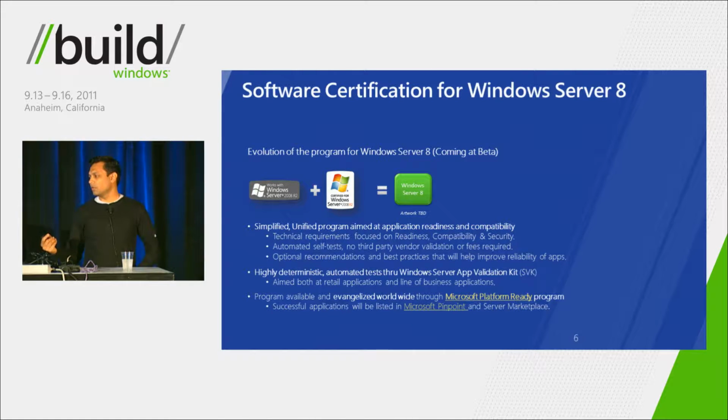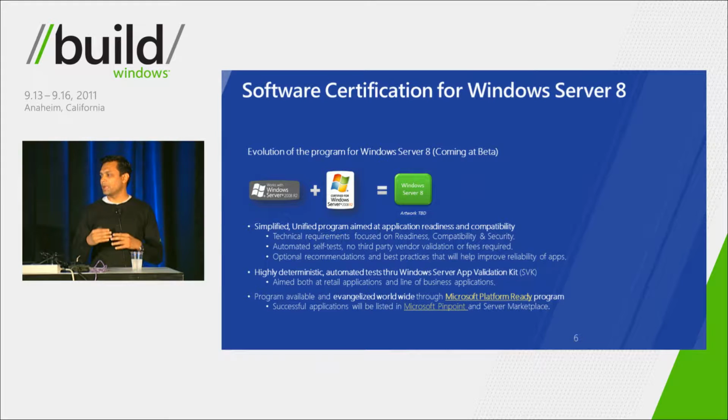We call the toolkit the Windows Server App Validation Kit, and that's going to be available later in the release process. But it's going to be aimed both at retail applications and, like I said, line of business applications. And the toolkit is designed to be more highly deterministic. So you run the toolkit once, it should be able to come back and give you technical results that are actionable to your development team, so they can go fix certain areas of your application. So we encourage that the toolkit is incorporated in your regular test cycles, in your internal quality milestones. That way you get greater value out of it.